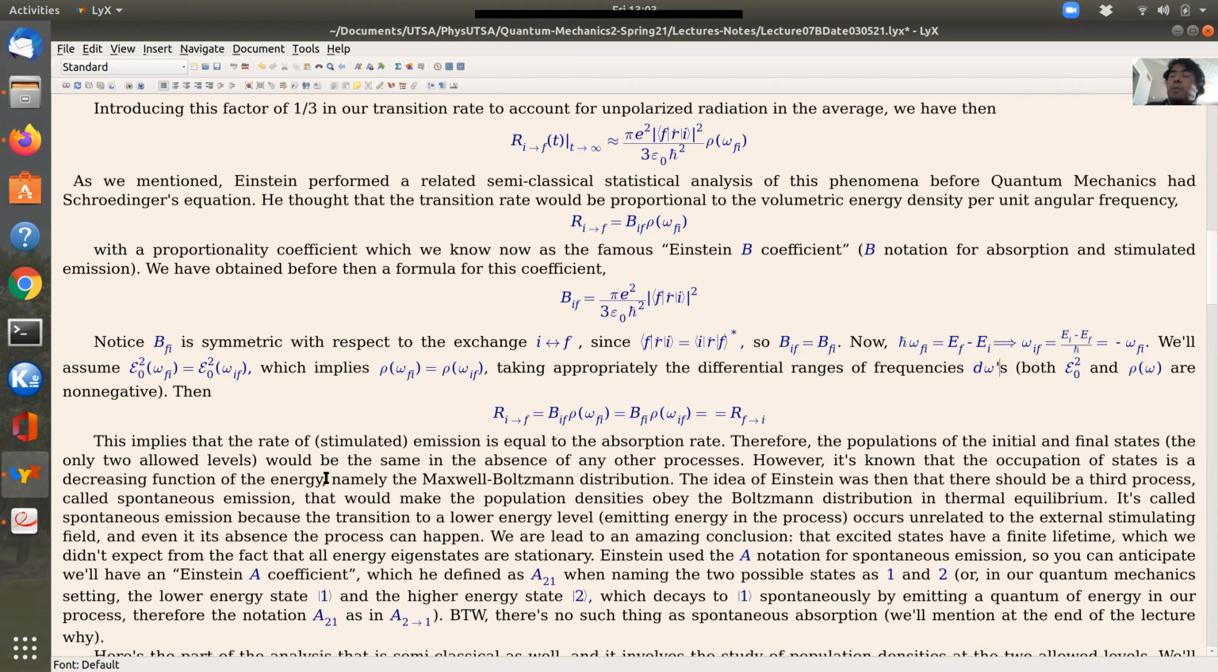And so the idea of Einstein was that there should be a third process, different from stimulated emission and absorption, which we're going to call spontaneous emission. Basically, seemingly out of nowhere, the atom is going to decay to the lower energy state, emitting a quantum of energy in the process spontaneously. This process is going to make the population densities obey the Boltzmann distribution, assuming we are in thermal equilibrium, which is necessary.